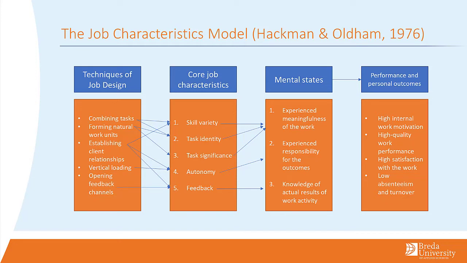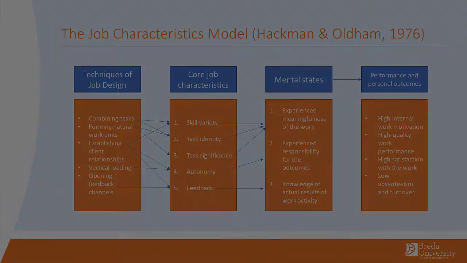Furthermore, you could think about vertical loading. Instead of getting more horizontal tasks, the worker could also possibly get more responsibility regarding their level of leadership. Finally, you could think about the amount of feedback the workers get. How can you make sure that they get informed about the knowledge of the results? But how much do you actually need?